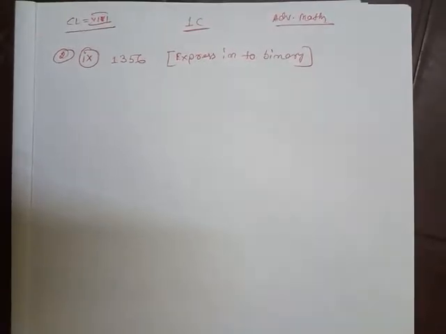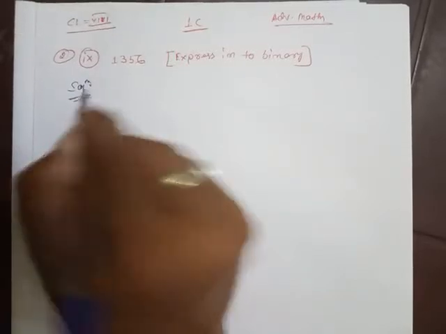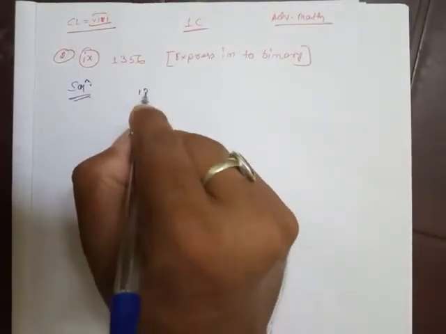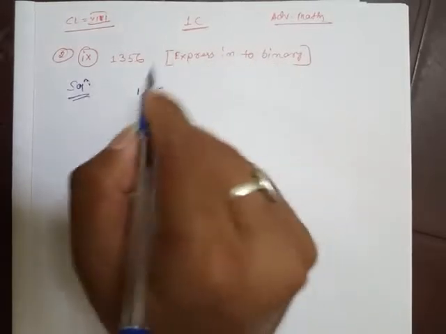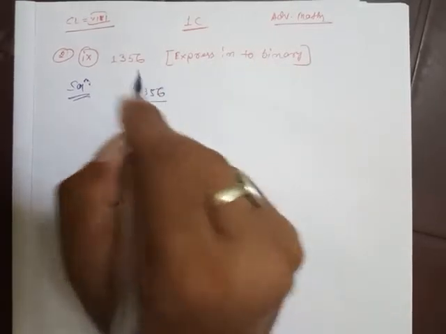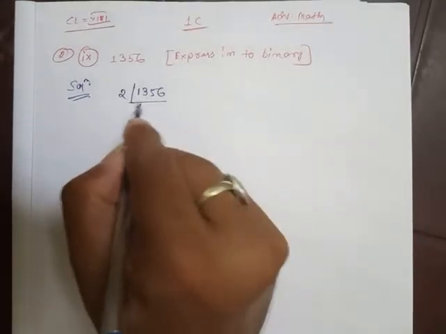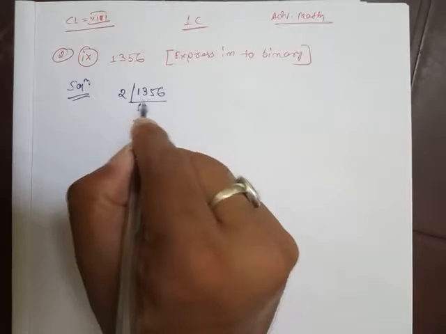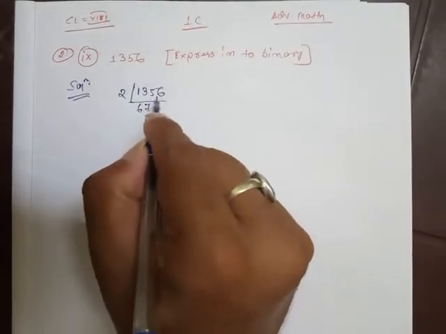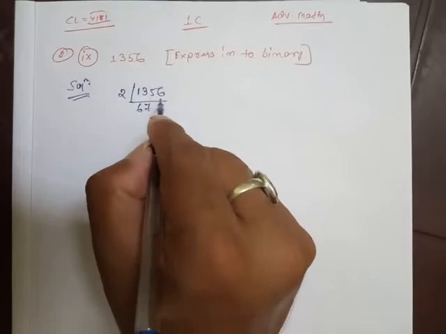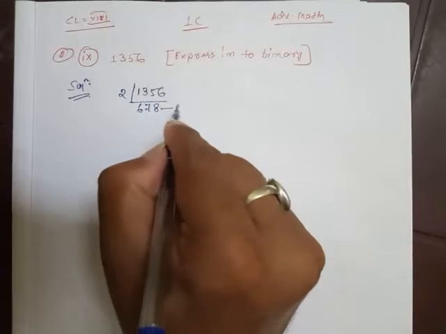Look students, first of all I will write here solution, then I will write this question again, 1356. Since we have to convert this decimal value into the binary, we'll divide by 2 only, like this. Now look, 6 2s are 12, 13 minus 12 is 1, then 15, which means 7 2s are 14, 15 minus 14 is 1, then 16, 8 2s are 16, so the remainder is 0 here.